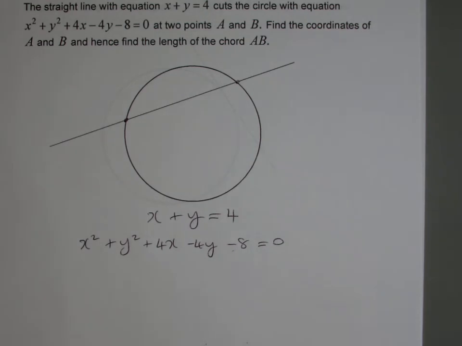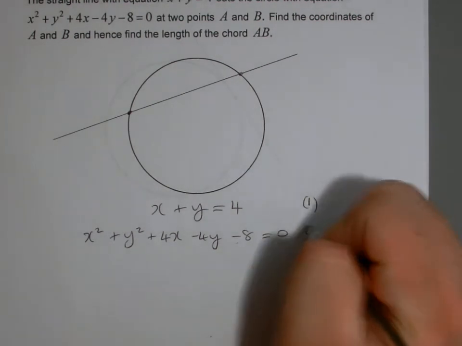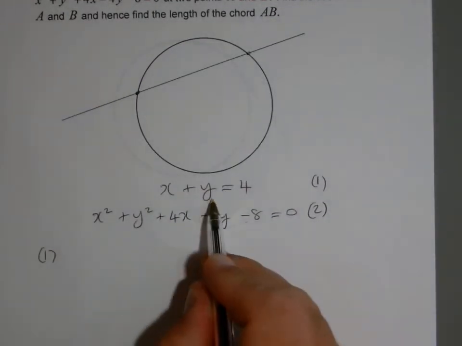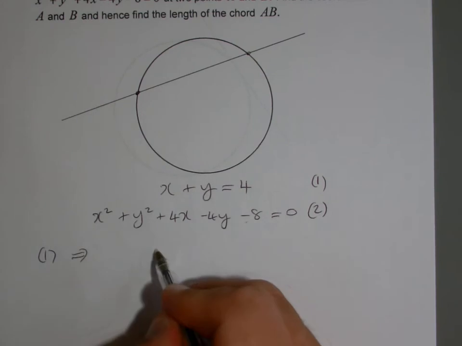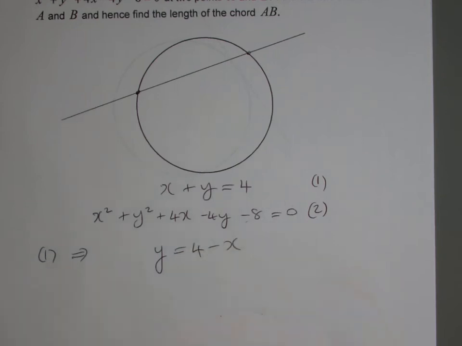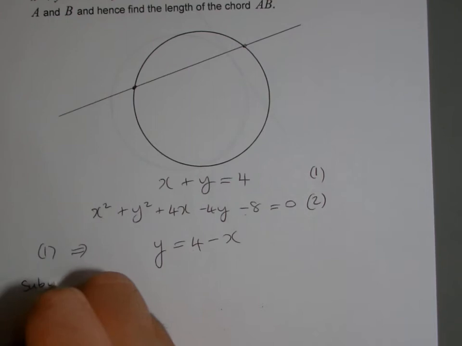In order to establish what they are, when you've got two equations and you want to find the points of intersection, we've got to solve them simultaneously. Call this 1 and call this 2. The first one is really easy to work with: if x plus y is 4, then y is 4 minus x. So we've got an expression for y in terms of x, and we can sub this into equation 2.